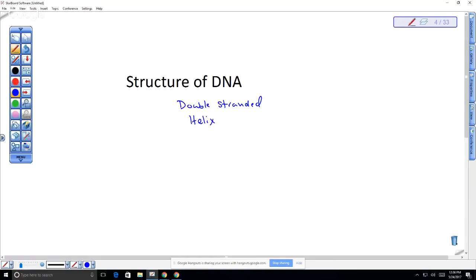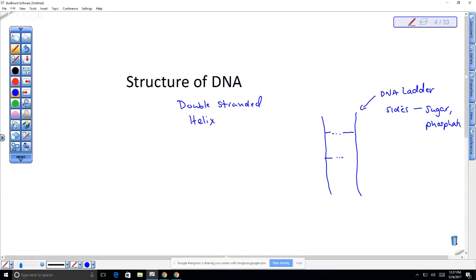The reason why it's double-stranded is that we have pairing of bases. And so we can talk about the DNA molecule as having the sides of a ladder. This is like the DNA ladder. The sides are composed of sugar phosphate. The rungs of the DNA ladder, and I'm going to put these little dots here, and you should know what those dots mean, are the nitrogenous bases.